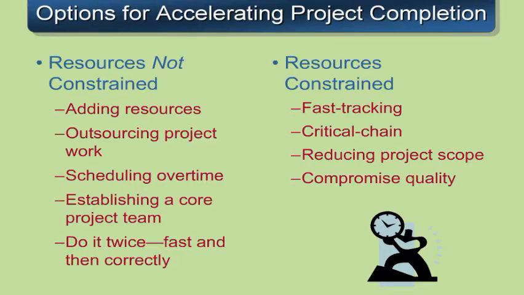When our resources are constrained, we can try and fast track it as best we can. We can maybe impose some additional project management techniques like critical chain project management. Maybe we talk to the customer and figure out a way to reduce project scope or change what it was expected to be delivered. And maybe we shorten up a little bit in the quality area. I would just be cautious about how much you compromise quality in order to accelerate the project completion.